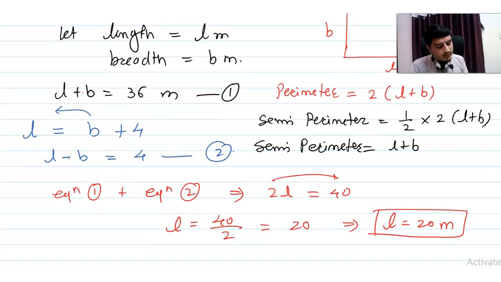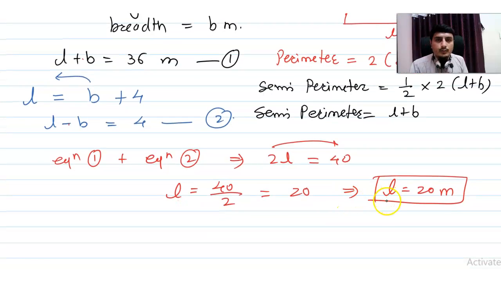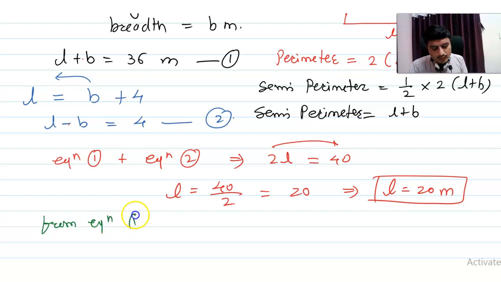Now to evaluate the breadth of the garden, let us put the L value as 20 in any one of the equations among 1 and 2. We are choosing equation number 1, so I am writing from equation 1. Equation 1 is of the form L plus B equals 36. The value of L is 20. Put L equals 20, so that we now have 20 plus B equals 36.